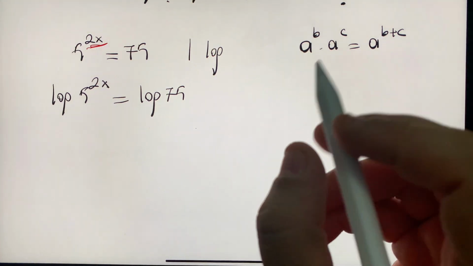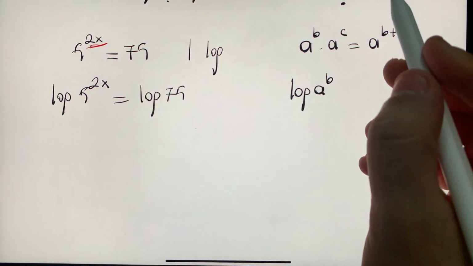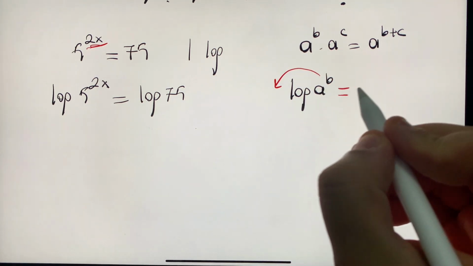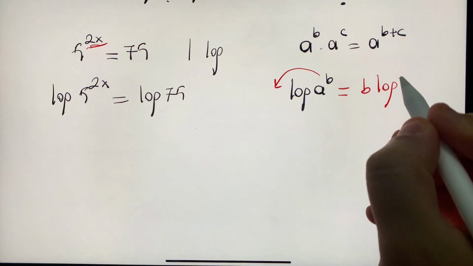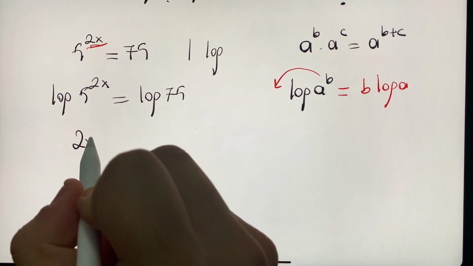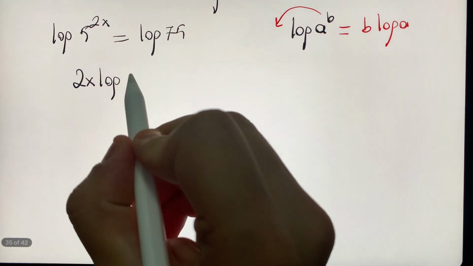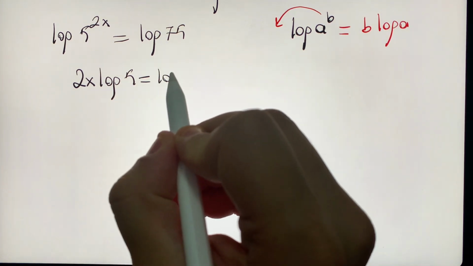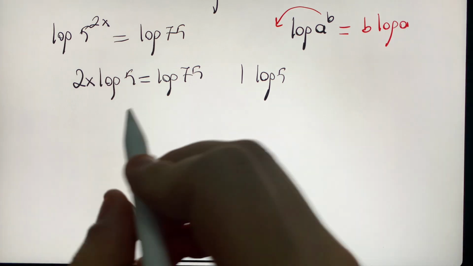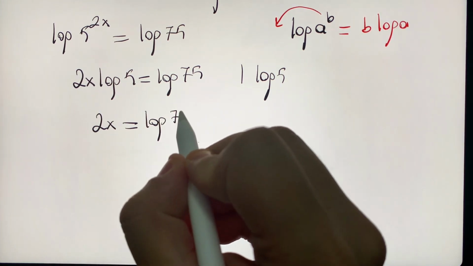Let's immediately remember the property of logarithm again. In a logarithm, the exponent b comes in front of the logarithm. Log a to the b becomes b times log a. Let's use the same property here: 2x times logarithm 5 is equal to logarithm 75. Now let's divide both sides by logarithm 5, guys. 2x is equal to logarithm 75 divided by logarithm 5.